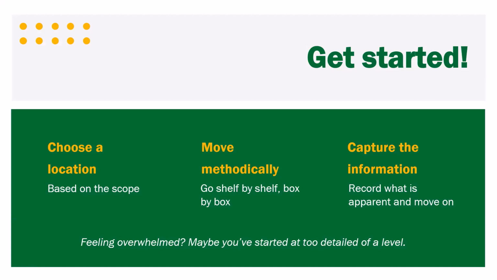And if you feel overwhelmed, it may be that you've started trying to capture information at too granular of a level. So in that case, maybe take a step back, try starting again at a higher level. If you're trying to do item level inventory, maybe you're just going to take a step back and say, all right, let's just do box by box. And that might feel more manageable to you. You can always reach out to Rachel and me at the VHRP for help.